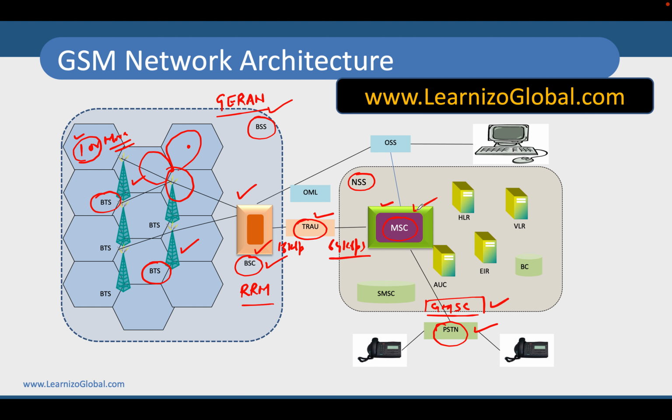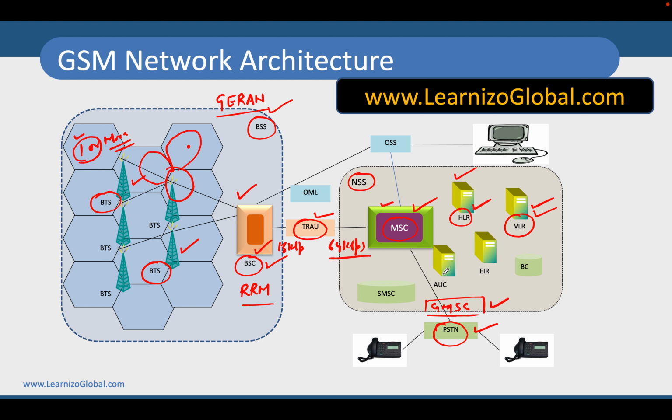In addition to the MSC, we have some databases which are referred to as HLR. HLR, which is the home location register, is a master database for all the subscribers of the home operator. VLR, which is the visitor location register, is a temporary database which is always available in your serving network. So the home location register is always available in your home network, the operator from where you got the SIM card. The visitor location register will be applicable in whichever network you are currently being served.